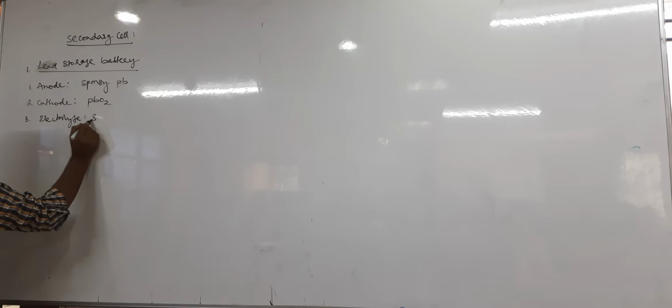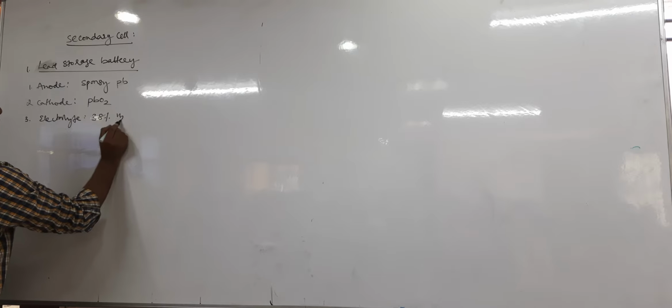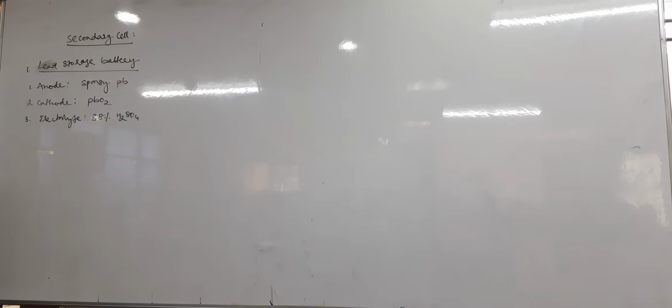This was a previous CET question. The electrolyte in the lead storage battery is 38% sulfuric acid. It is asked in CET. Okay, so 38% sulfuric acid. It means there is aqueous sulfuric acid, water plus sulfuric acid will be there. Okay. Next, the reaction at anode and cathode.